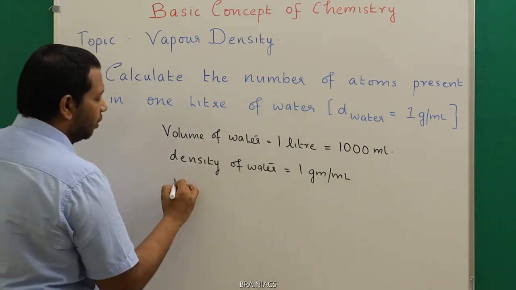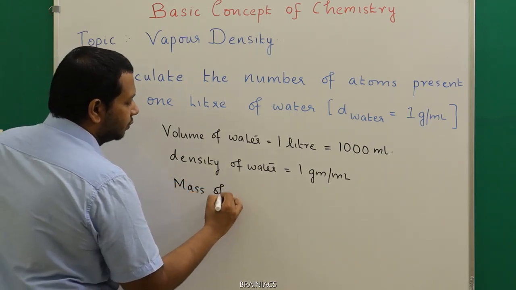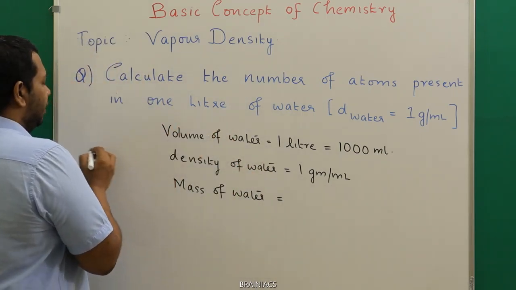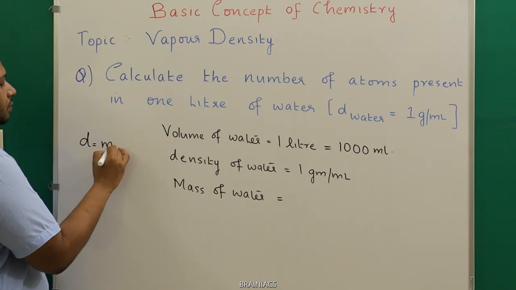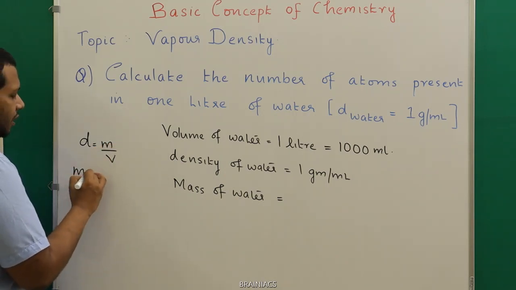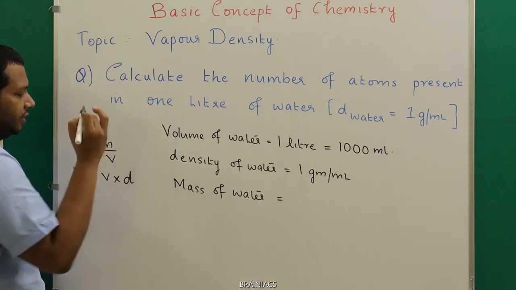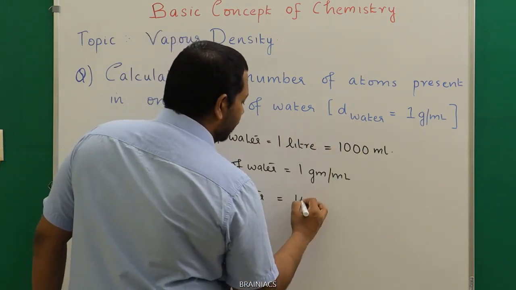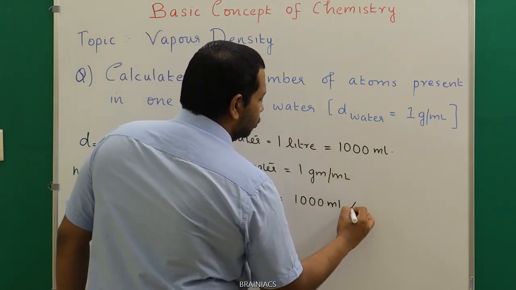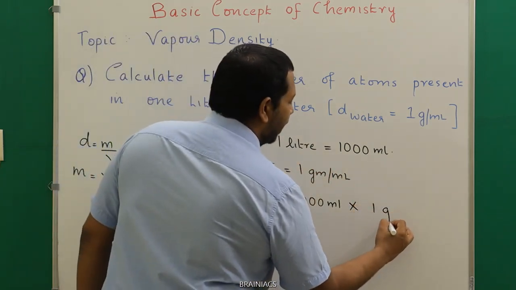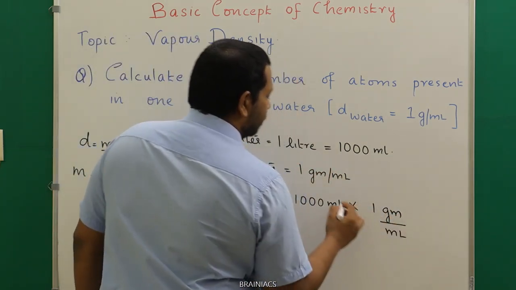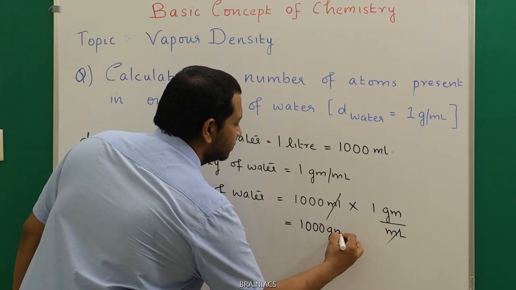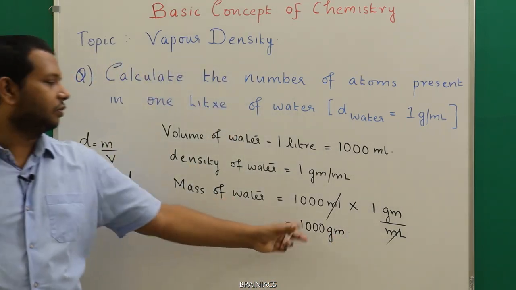So mass of the water is what then? Tell me. Mass of the water is equal to, we know density is mass by volume. Correct. We have learned that density is mass by volume. So tell me what is mass? Mass is equal to volume into density. So mass of the water is equal to volume, that is 1000 ml, into density of the water, that is 1 gram divided by ml. So this will get cancelled off. So you will get the mass as 1000 gram. Understood? Now you have obtained the mass of the water as 1000 gram.